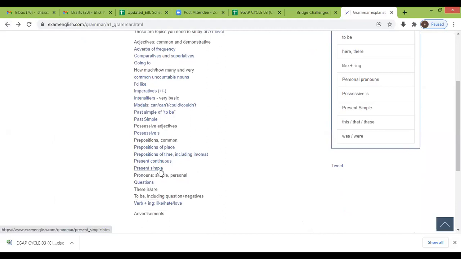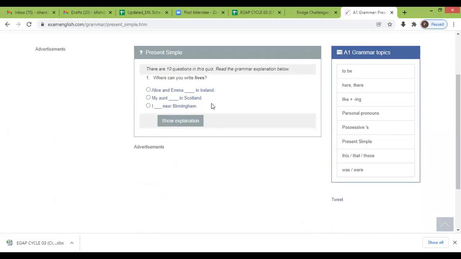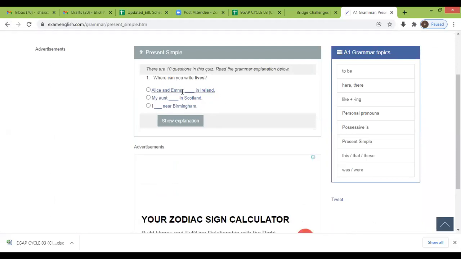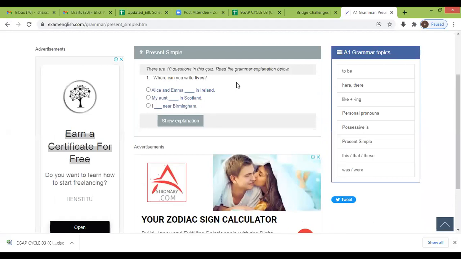Then there is simple present. Okay, can I give answers to this? Alison, Emma, where can you write lives? L-I-V-E-S. My aunt lives in Scotland. What about the other blanks? What can you write on this?